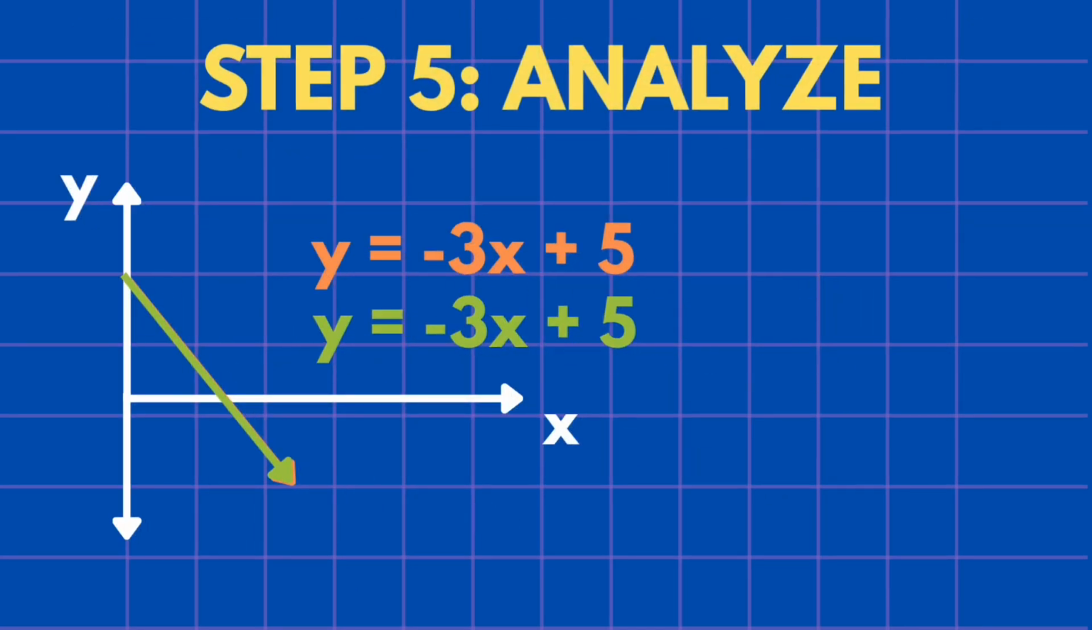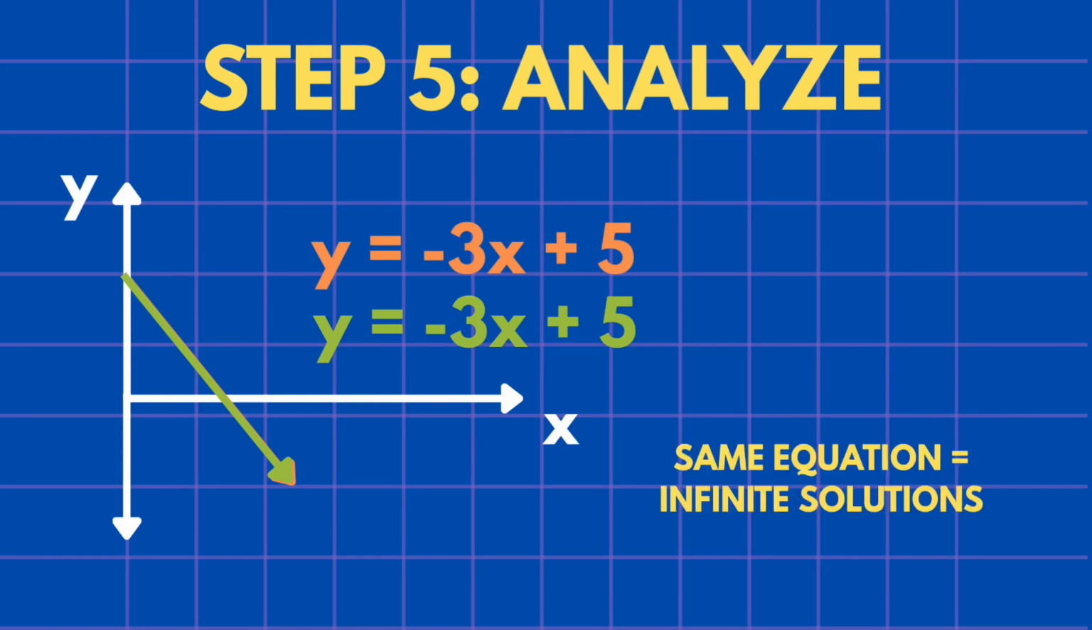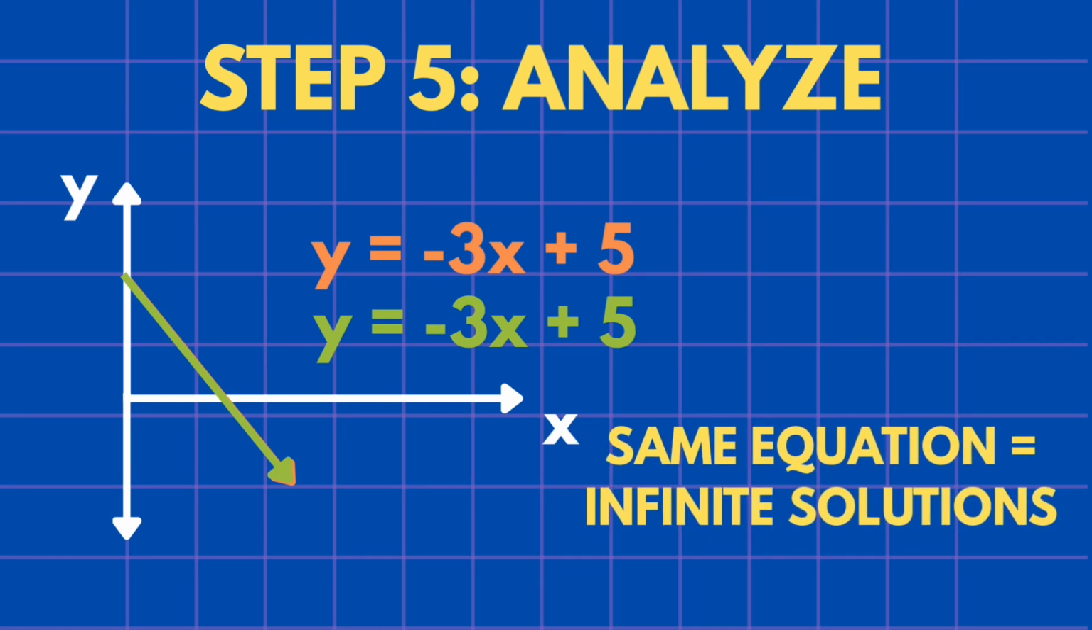As you can see, there is one line. These equations are actually the same line, meaning every point works. This means we have infinitely many solutions.